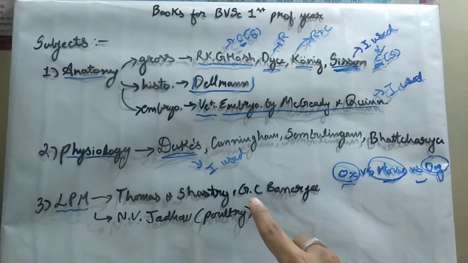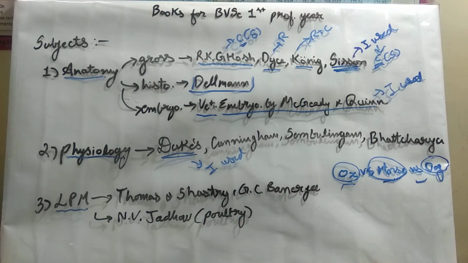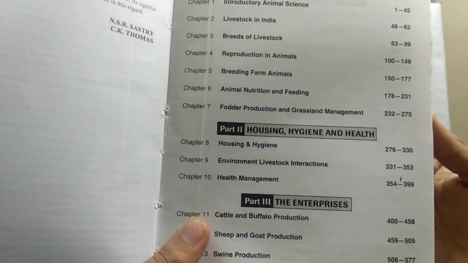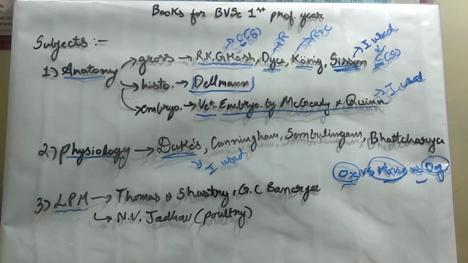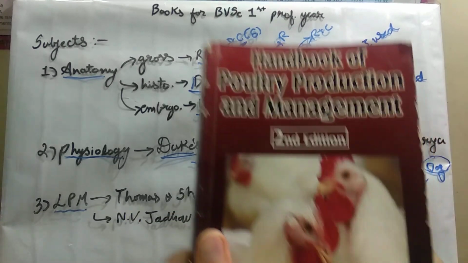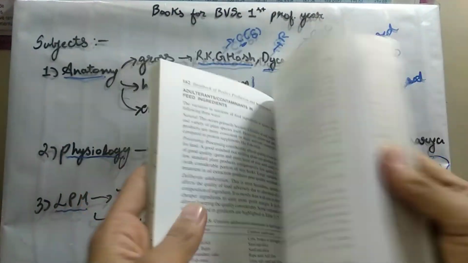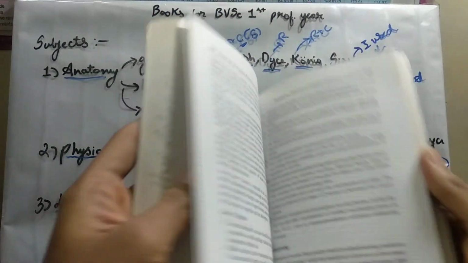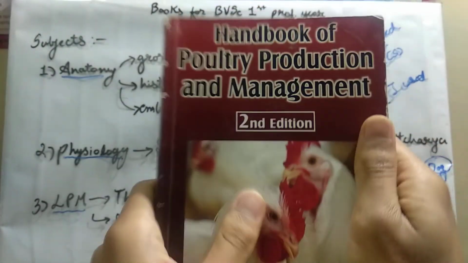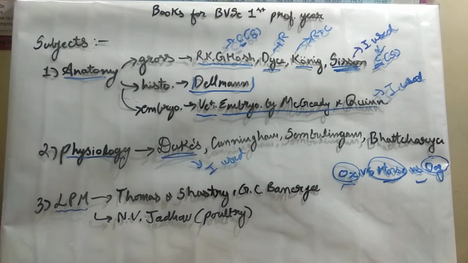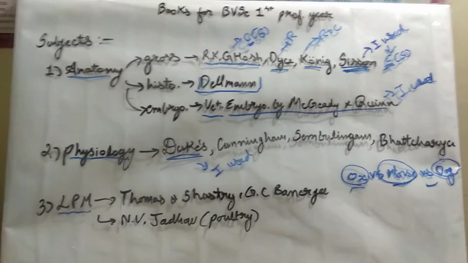There's also Livestock Production Management by G.C. Banerjee, and I also use Jadhav for the poultry part. You can see in the contents here we have a poultry part, but I also have the Handbook of Poultry Production and Management. This is also a very nice book, with really easy to understand language, and I think you will love it. I didn't buy this book. I got it from someone else, so I only invested in this one. So this is all for the books.